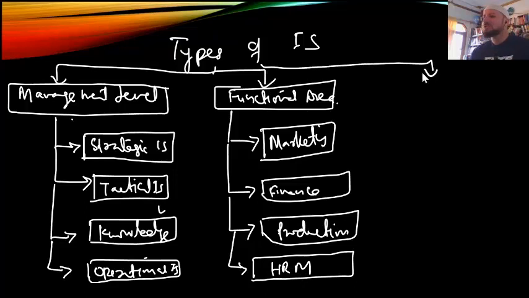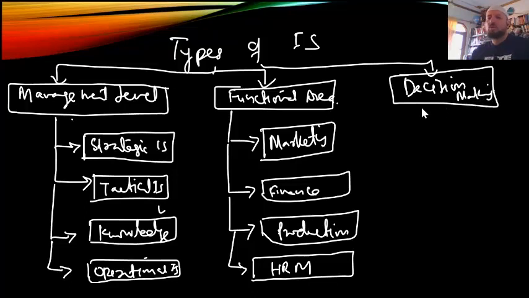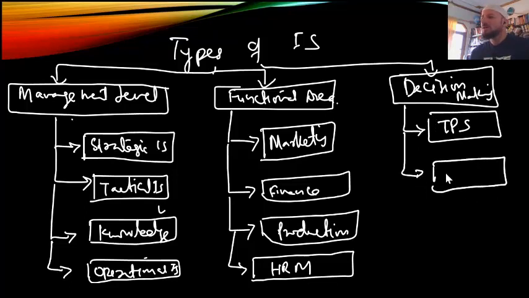And the last criteria is on the basis of decision making. So what are the information systems on the basis of decision making? The first one is the transaction processing system, TPS. Okay, then we got the EIS. Okay, that is the executive information system, called EIS, or sometimes called ESS also.